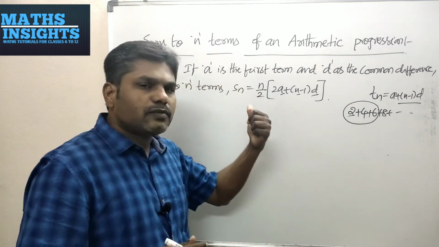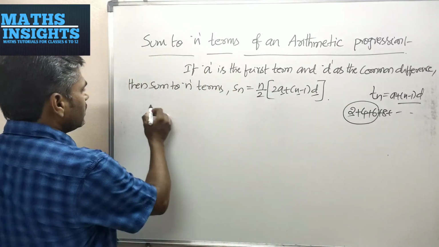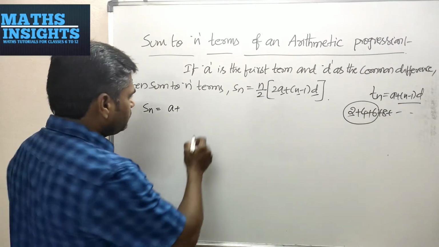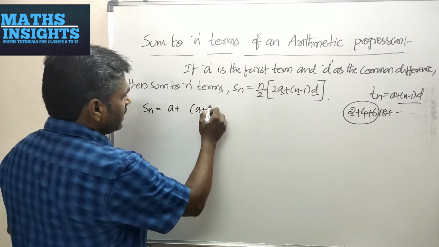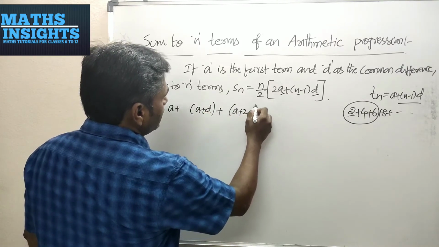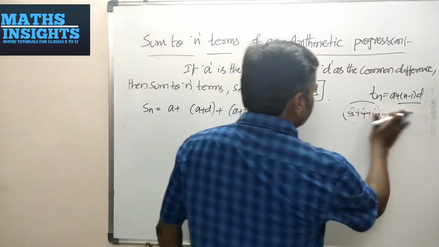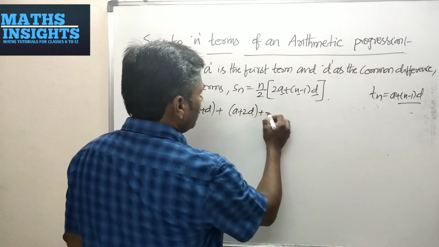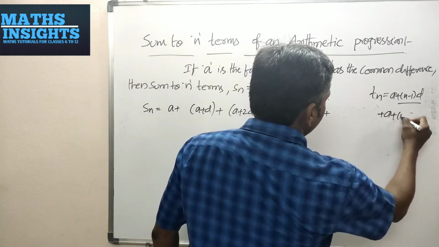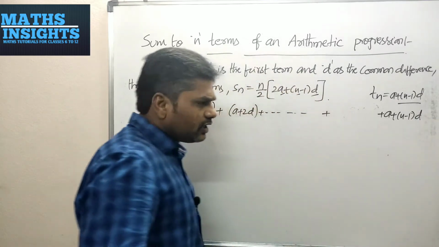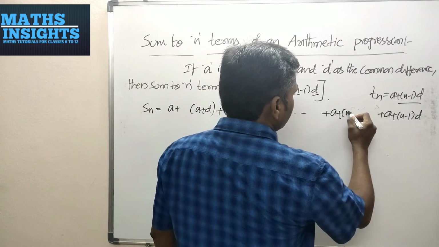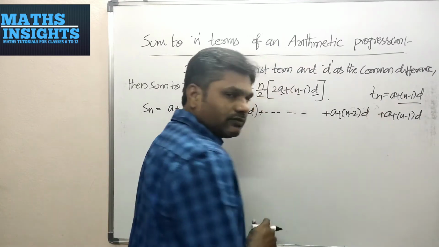With a as the first term and d as the common difference, you can write the terms of an AP. Sn equals a, this is the first term, then a plus d is the second term, plus a plus 2d the third term, and so on, plus a plus n minus 1 into d, which is nothing but the last term. Before that you have a plus n minus 2 into d.